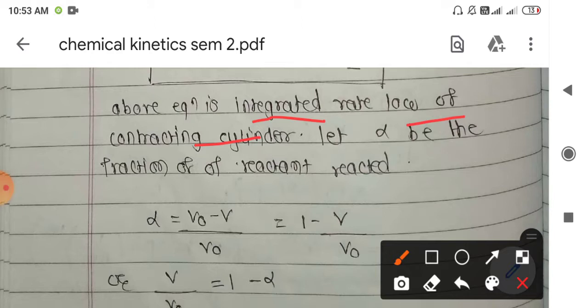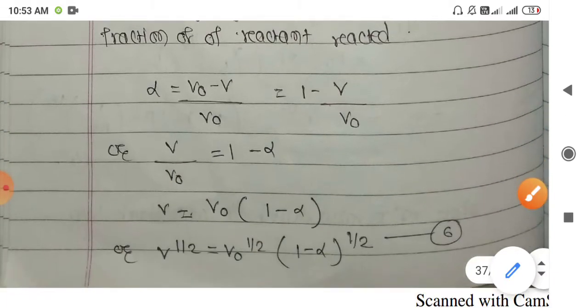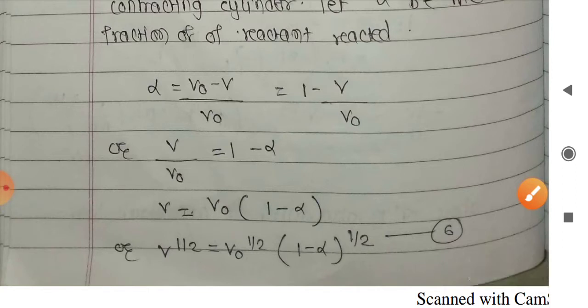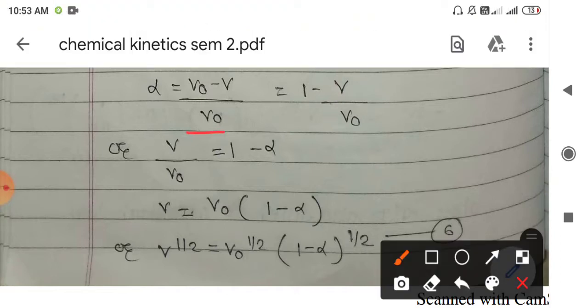Again, if you want to express this rate law in terms of the fraction of reactant that has reacted, we use the same method that we employed for the spherical rate law as well as the first order rate law. So alpha is equal to V0 minus V upon V0, which is equal to 1 minus V upon V0.